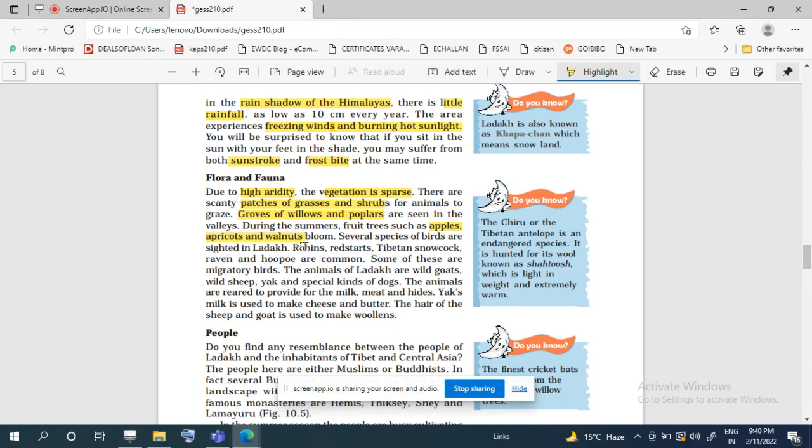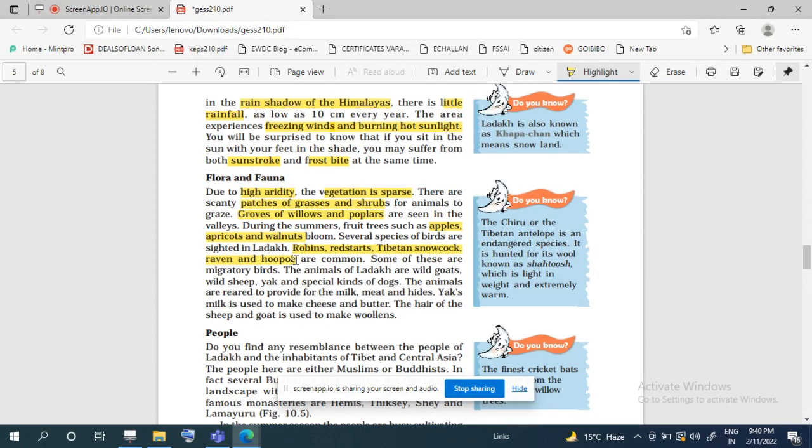Robin, Redstarts, Tibetan Snowcock, raven, hoopoe, these are the common birds which can be found here. And among these birds some are migratory because of the harsh climate; they have to leave this place. They go to a place where they can experience less cold.